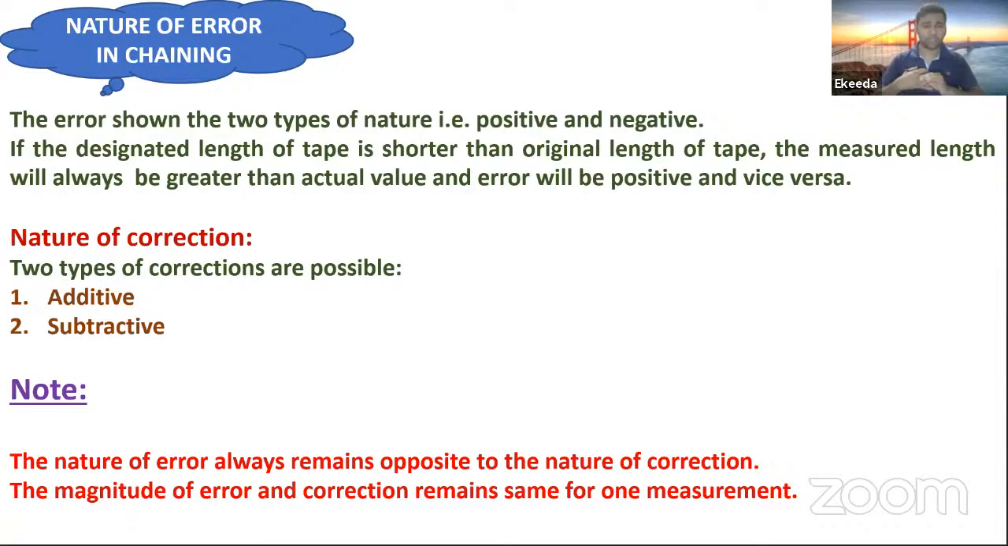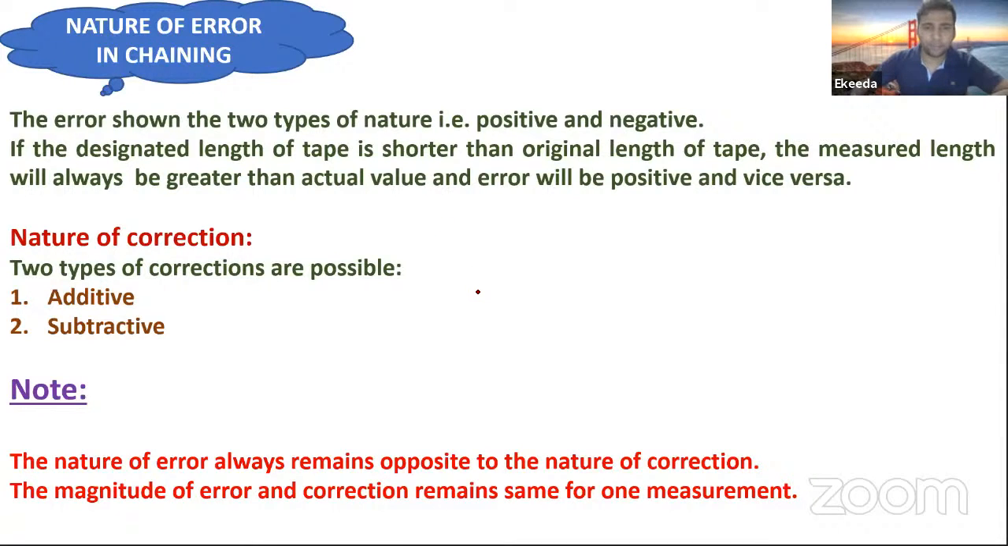Today we are going to see the nature of error in chaining. Okay, we are going to start with the nature of error in chaining, in which we are going to see, when the length of tape is increased, then what will be the value of error and what will be the value of correction. Okay, we are going to start with the types of errors as well as the nature of error, that is whether it is positive or negative or whether the correction is positive or negative. Okay. Now just listen to me.